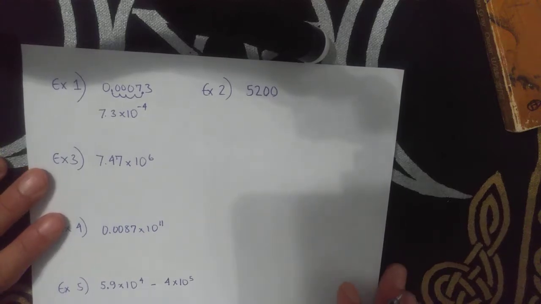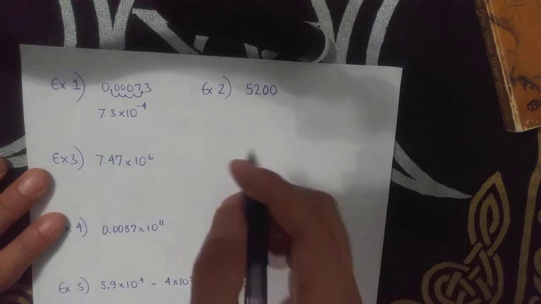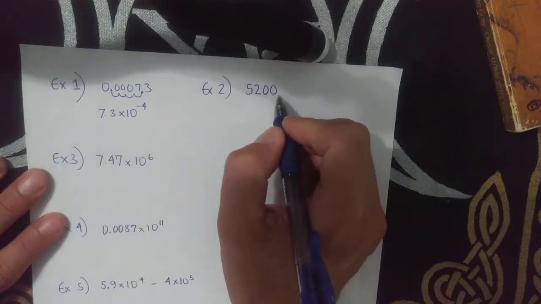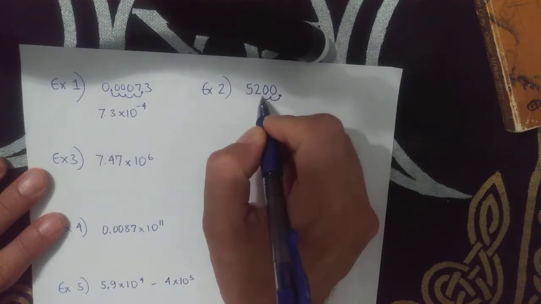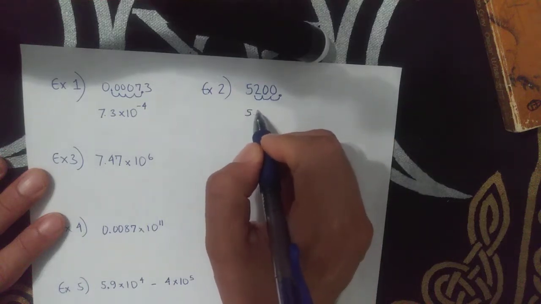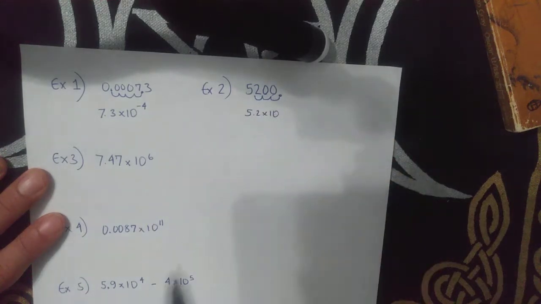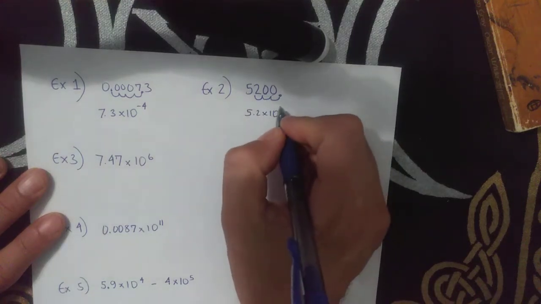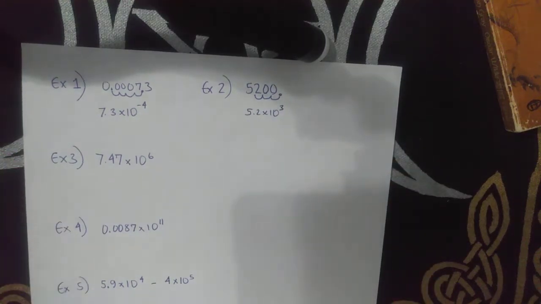Alright, and then number 2, we're starting off with a large number, so it's going to be a positive exponent. So I'm going to take the decimal and move it 1, 2, 3. So it's 5.2 times 10 to the, moved it 1, 2, 3, positive 3. So that's how you do those.